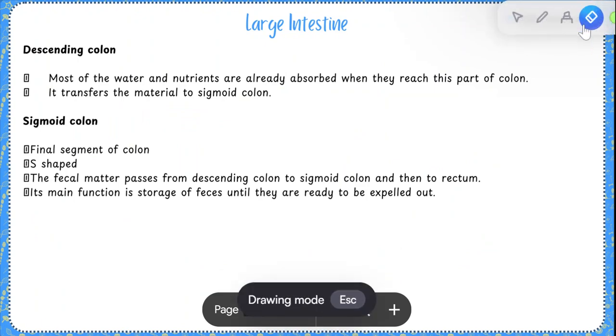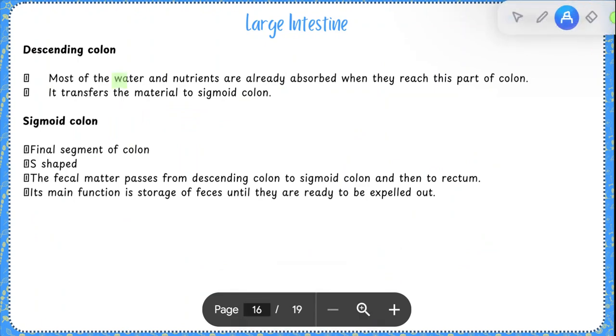Moving on to the descending colon, most of the water and nutrients are already absorbed by the time that we reach this colon, or the digested food basically reaches this colon. ठीक है ना? So it transfers the material to the sigmoid colon. So descending colon का काम सिर्फ इतना है कि it acts as a transfer.